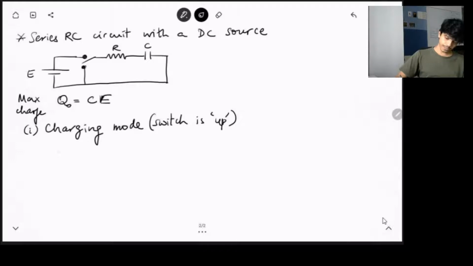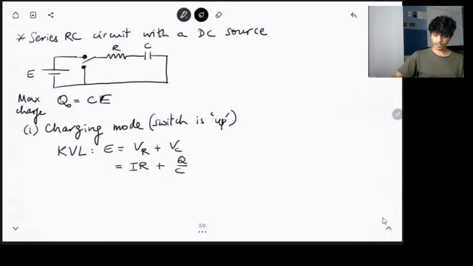If you apply Kirchhoff's voltage law to the circuit, what that says is that the potential difference E provided by the source has to be equal to the potential difference across the resistance and the potential difference across the capacitor. This is Kirchhoff's voltage law. Now as we have seen, the potential difference across the resistor is just IR, and the potential difference across the capacitor is Q over C.